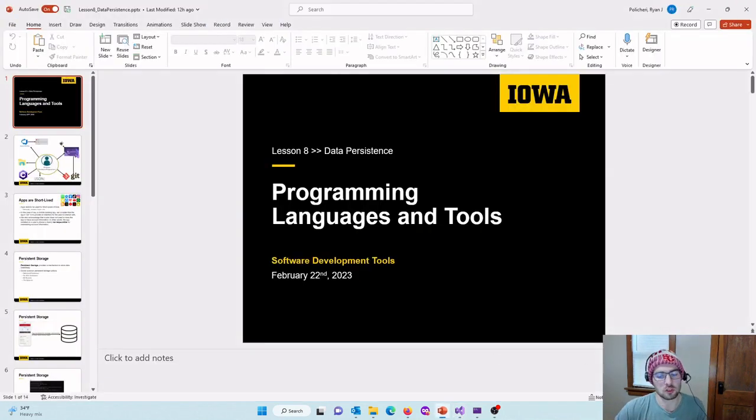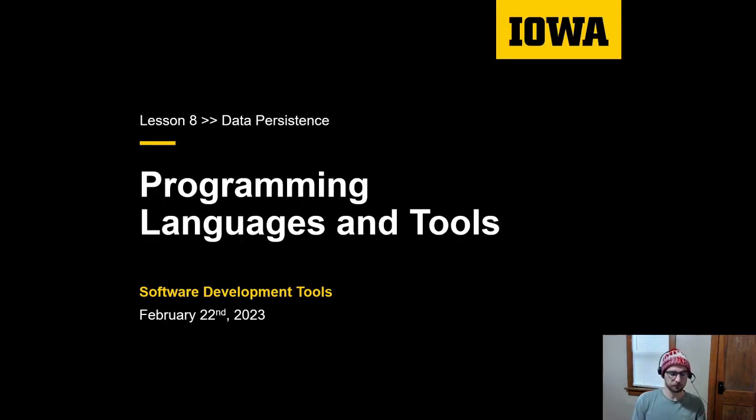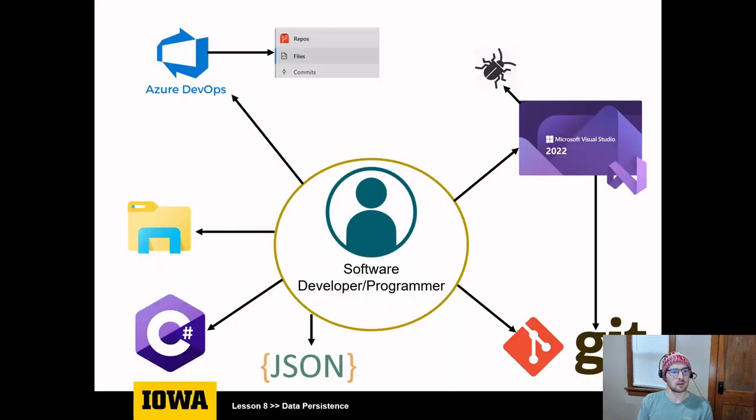Okay, so with that, we'll transition to some slides. Okay. So here is our developer tool diagram, and we've added some new tools to the diagram. So we've added this file system tool, so we're going to talk about the file system. And we've also added this JSON icon to our diagram. So these are two new things we're going to introduce in order to implement data persistence in our applications.